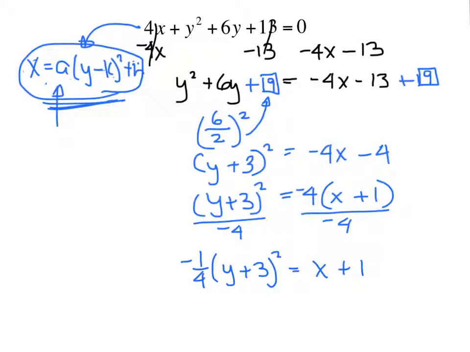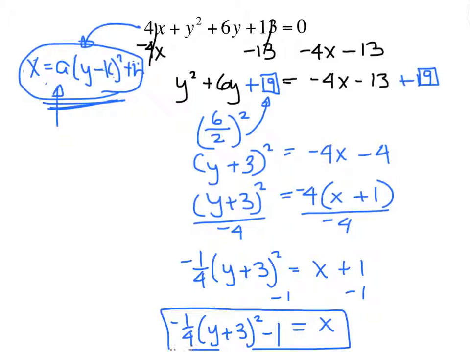And the last thing I'm going to do to get it in that form is to subtract this 1 to the other side. So x equals negative 1/4 (y plus 3) squared minus 1. And that is putting it into vertex form. Of course, it also asks me some other stuff, but at least look at this for a few seconds and make sure you understand what's going on.